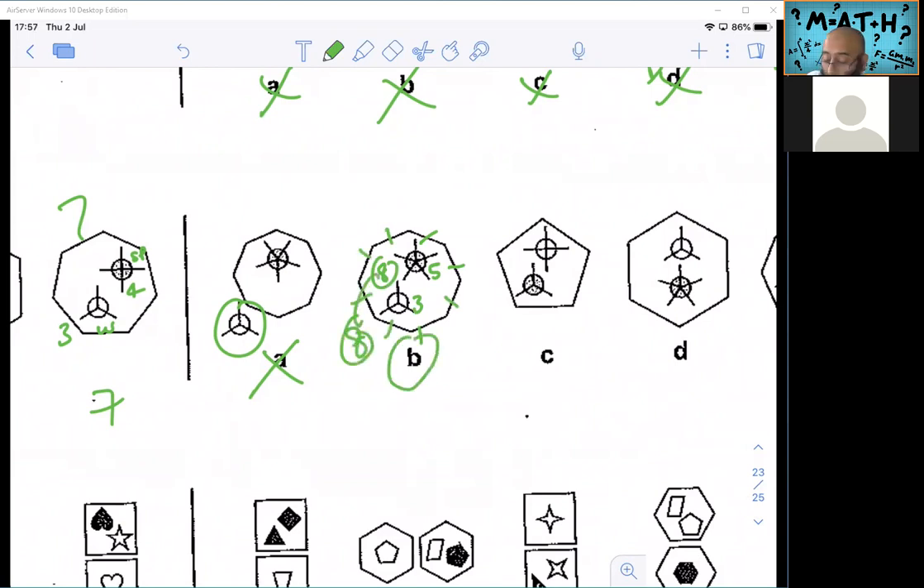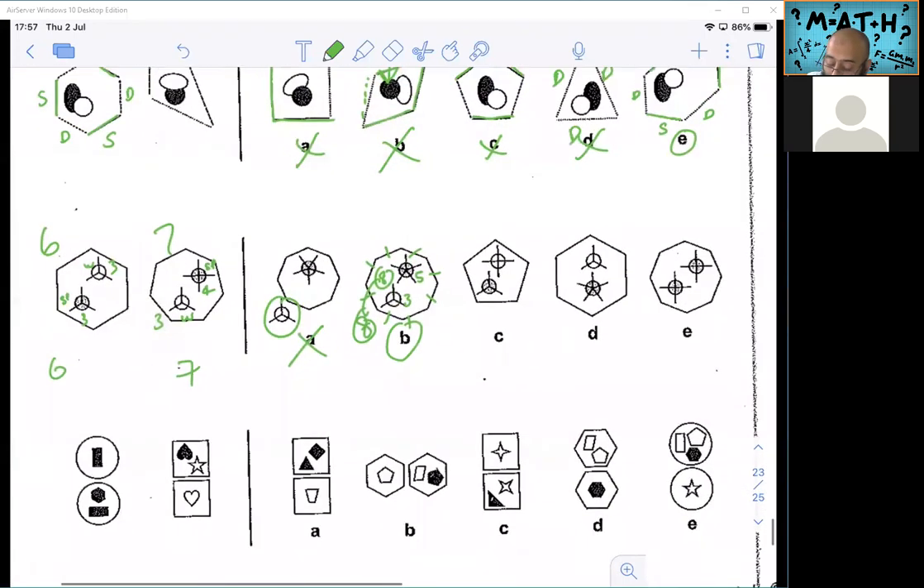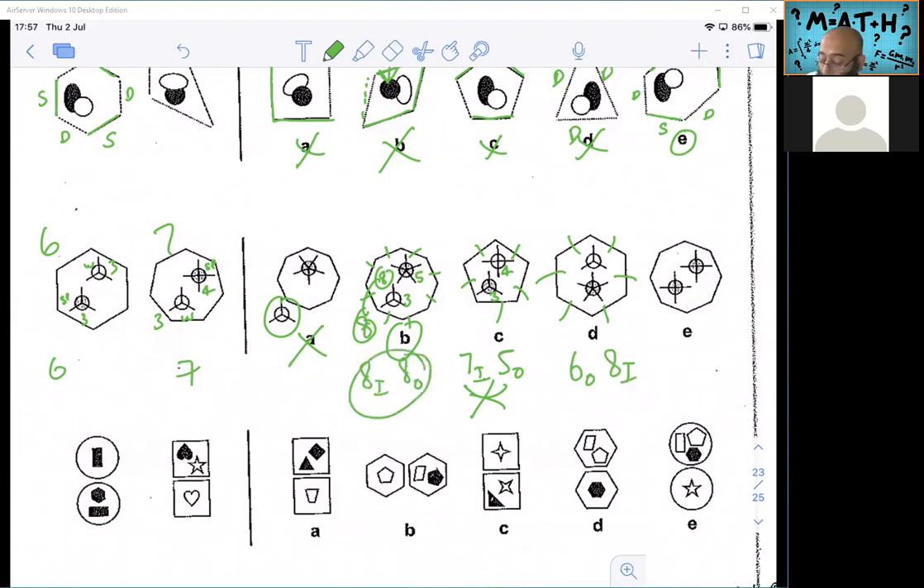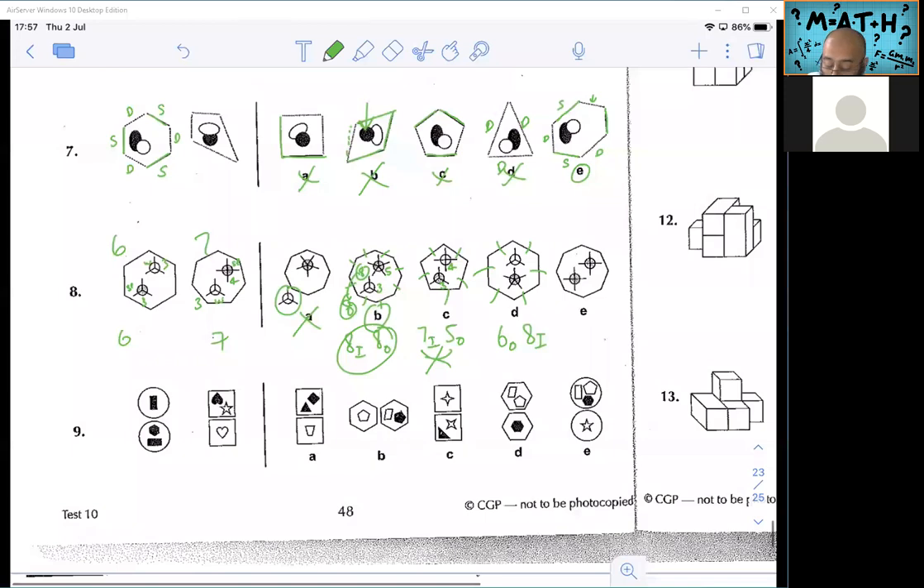The answer is B. And if you want to check those, you see you got 4 here and 3 here. So you got 7 inside, but you only got 5 sides on the outside, so they don't match. 1, 2, 3, 4, 5, 6, and we got 8 on the inside. So 6 on the outside, 8 on the inside, they don't match. And B, 8 on the inside and 8 on the outside. Fantastic.